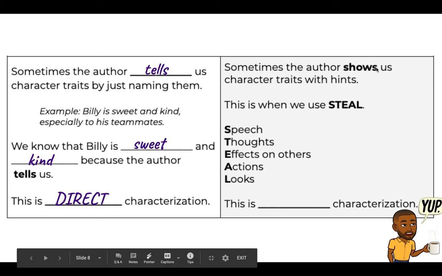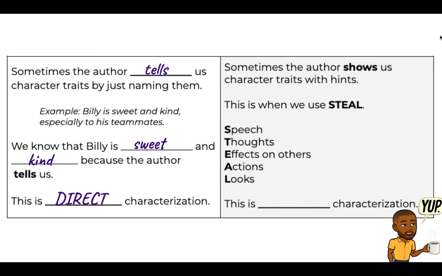Sometimes the author shows us character traits with hints. This is when we use STEAL. That's when we look for speech, thoughts, effects on others, actions, and looks. And this is indirect characterization. Today, we are going to focus solely on direct characterization, when the author tells us character traits by just naming them.